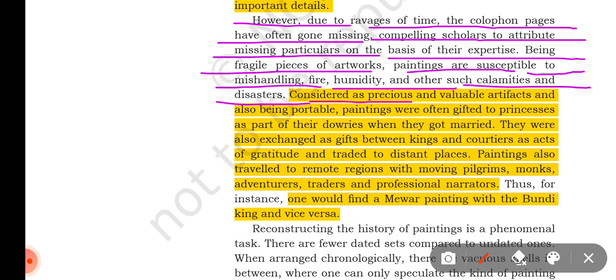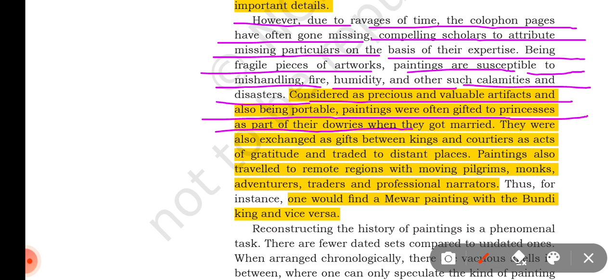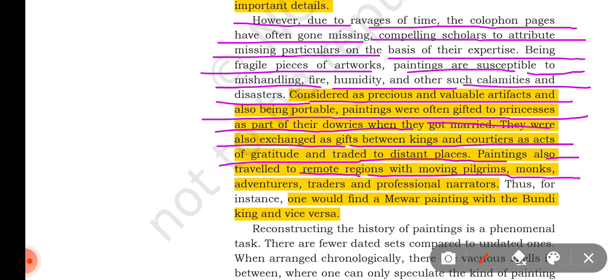Considered as precious and valuable artifacts, and also being portable, paintings were often gifted to princesses as part of their dowries when they got married. They were also exchanged as gifts between kings and courtiers as an act of gratitude and traded to distant places. Paintings also traveled to remote regions with moving pilgrims, monks, adventurers, traders, and professional narrators. Thus, for instance, one would find Mewar paintings with the Bundi kings and vice versa.